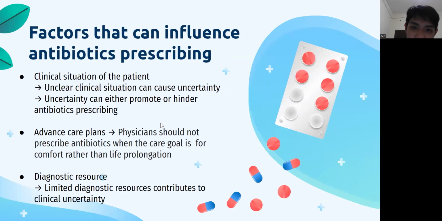There are a few factors that can influence antibiotics prescribing. First one is the clinical situation of the patient. An unclear clinical situation can cause uncertainty. Uncertainty can either promote or hinder antibiotics prescribing. Second one is advanced care plans. Antibiotic prescribing should not be done when the care goal is for comfort rather than life prolongation.